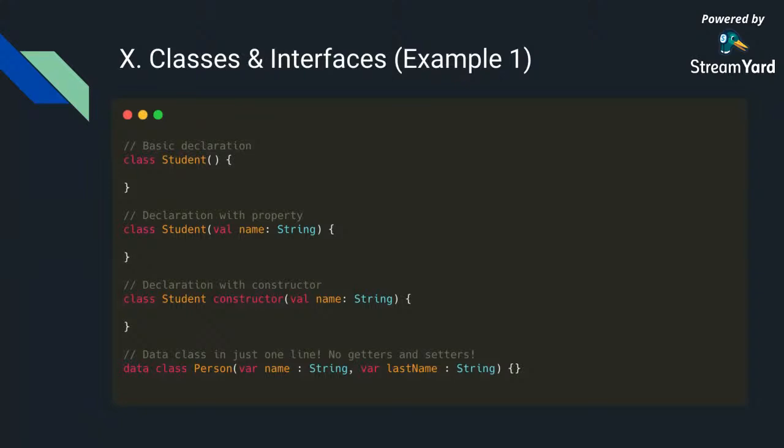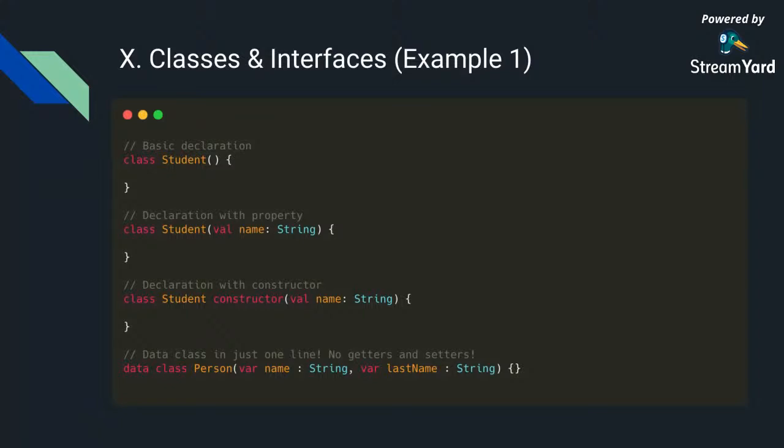Because in Java, if you make a class, you would have to have the properties set, and then write methods like get name, set name, get last name, set last name. So it goes around 10, 12 lines when you make a class like that in Java. But if you do that in Kotlin, you don't have to do any of that. You can just write one single line of class, and it will do the getters and setters for you automatically.